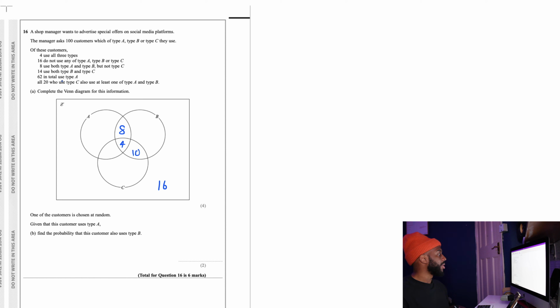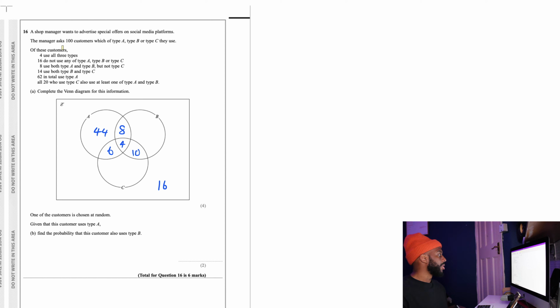62 in total use type A, but also all 20 who use type C use at least type A or B. So let's do that last one before we do the 62. So if 20 who use type C also use A or B, we have to do 20 minus the 14. There's 4 plus 10 here. And that's going to leave us with 6. So 6 must go there. And we're going to go back to the 62 who use type A. So to finish this remaining bit, we're going to do 62 minus 8 minus 4 minus 6, which is going to leave us with 44 for that section.